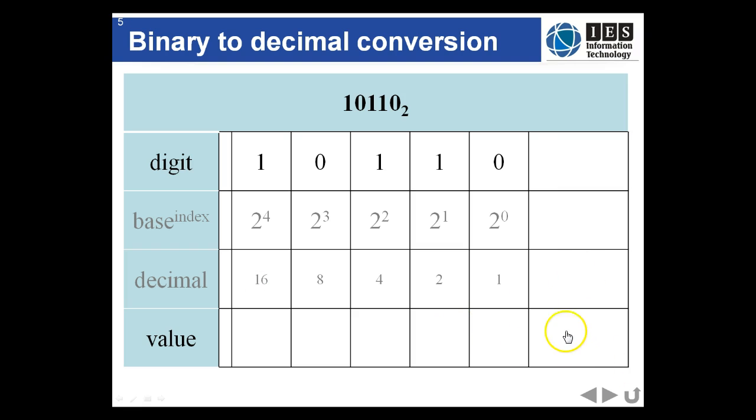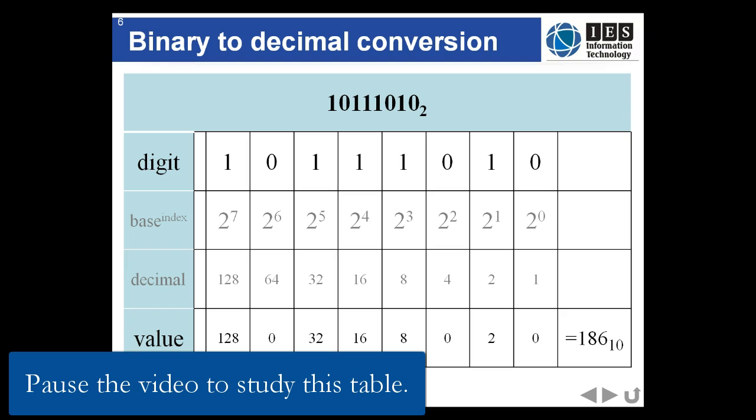The bottom row shows the place value, and because the digits are either 1 or 0, we either copy the decimal power of 2 into the bottom, or we put a 0. In this case, the binary number is 16 plus 4 plus 2, which is 22. And this is written in base 10, so we need to indicate it with the appropriate subscript, like this. Let's use a table with more columns to calculate the decimal equivalent of 101110110.